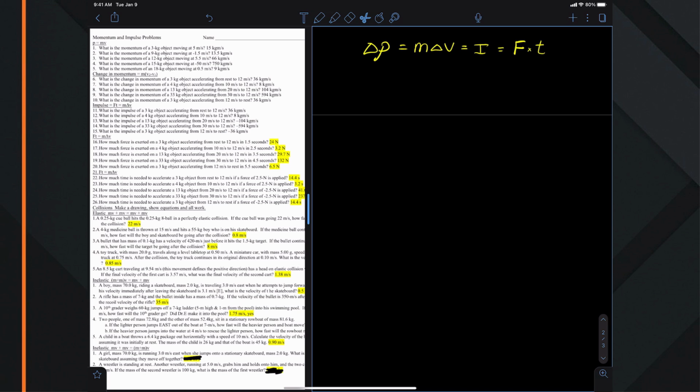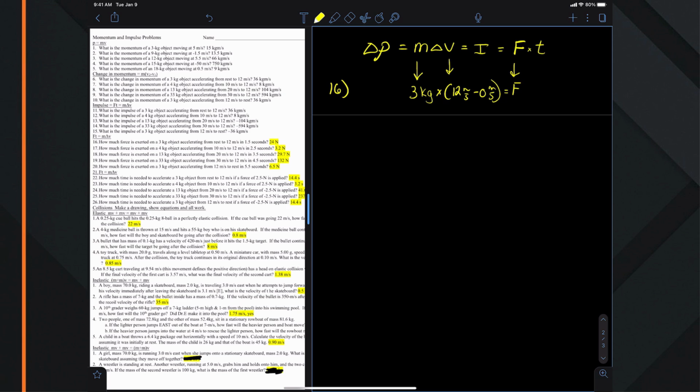It says for 16, we have how much force. Well, force, that's this thing right here, right? So I'm going to put F because I don't know what that force is. It says how much force is exerted on a 3 kilogram object. Well, kilograms, that identifies mass. So I'll put in 3 kilograms right here. How much force is exerted on a 3 kilogram object to accelerate it from rest? Okay, well, that's change in velocity here, right? So we're going to have 12 meter per second. It says from rest, so that would be the original.